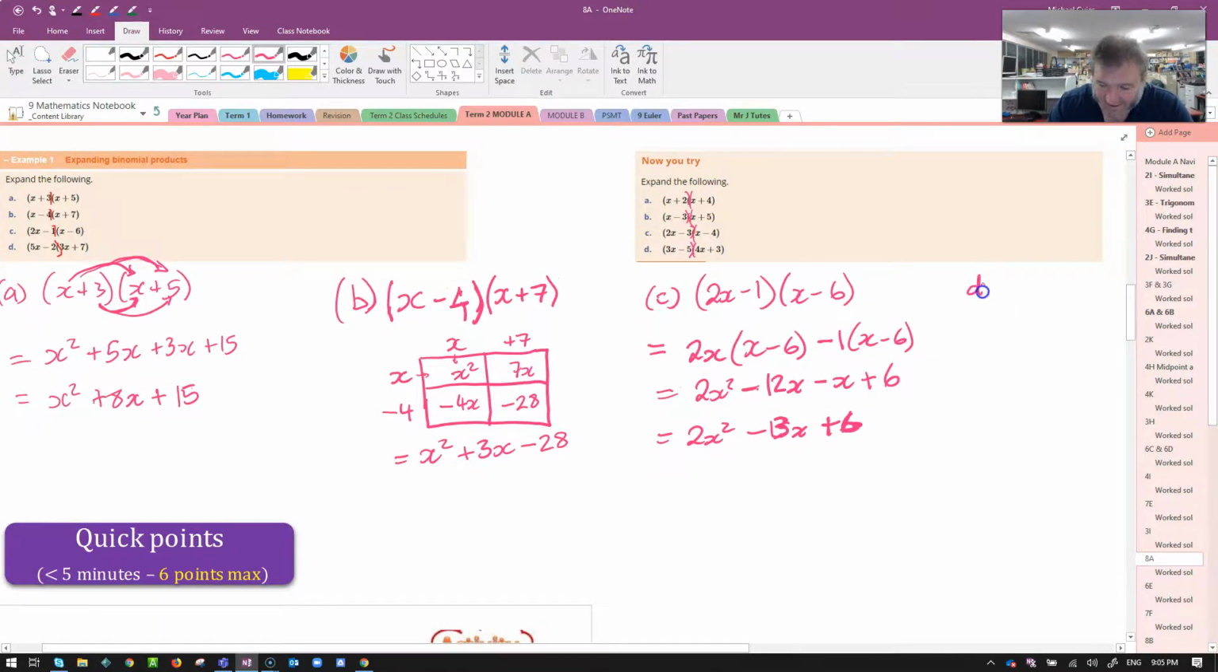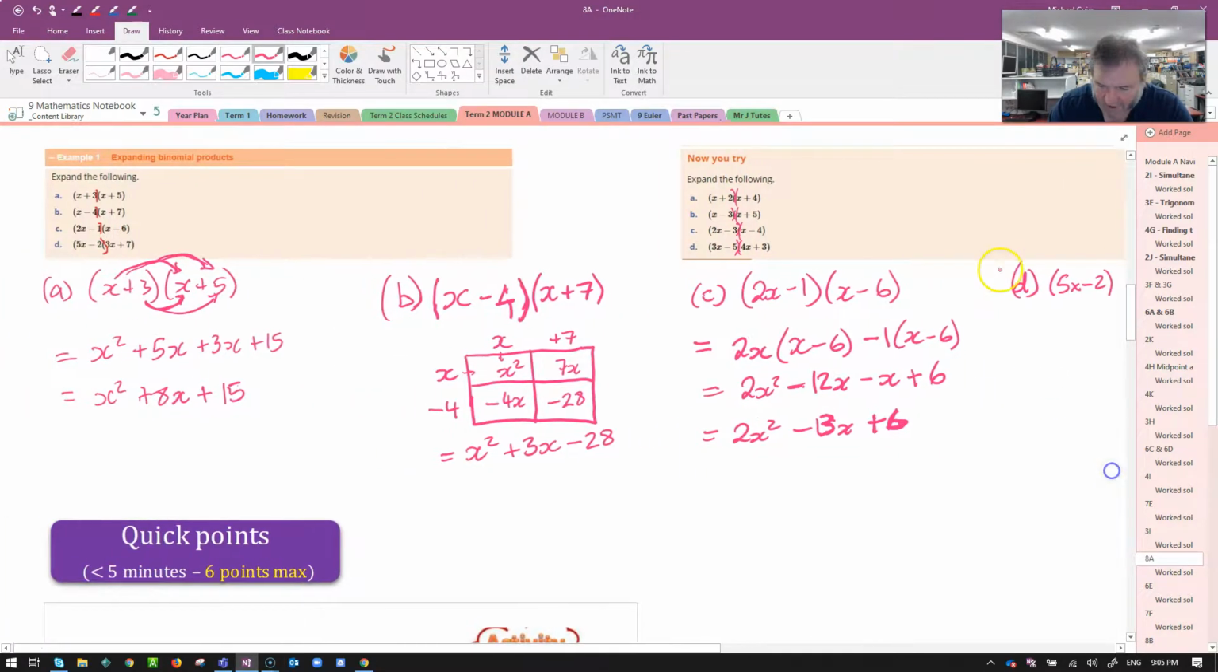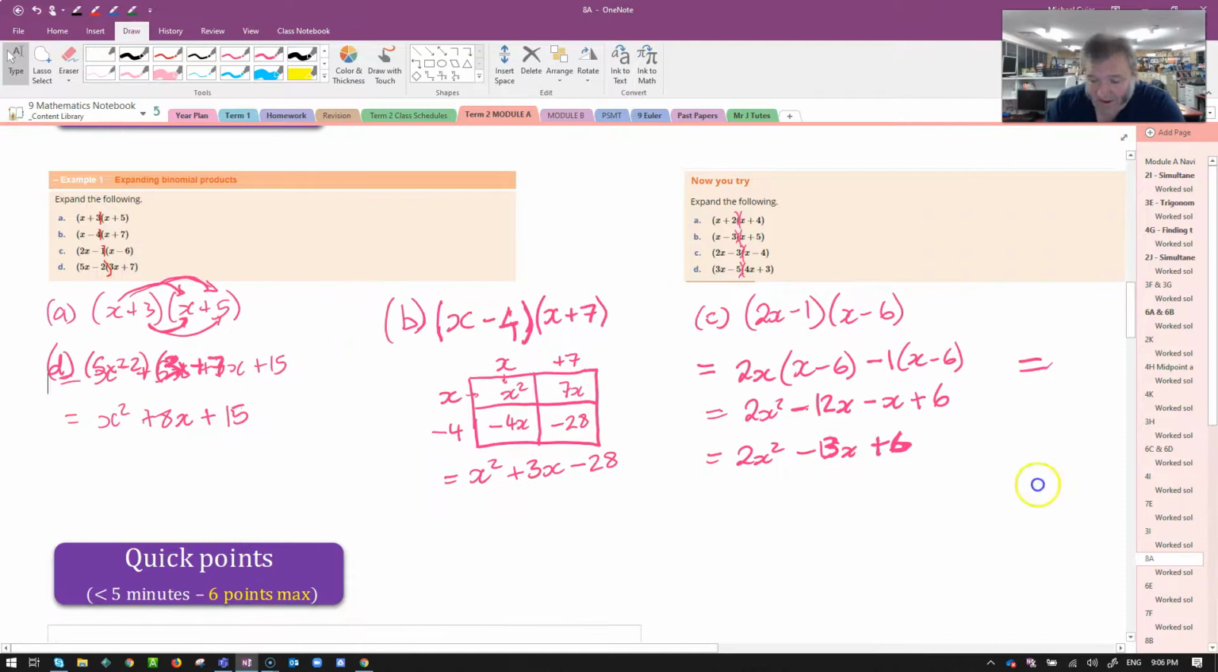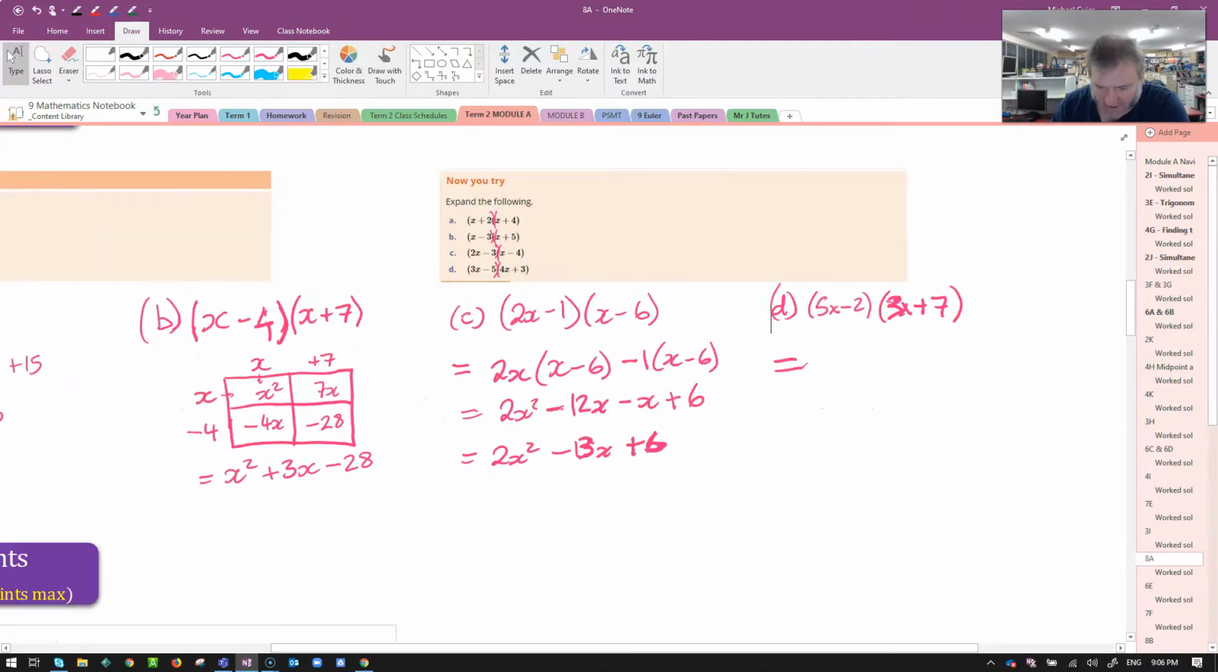Alright, lucky last, D. What have we got? 5x take 2 multiplied by 3x plus 7. And once you practice at these, you can probably do them without drawing anything at all. Just go through. So, take my first term, multiply the other one.